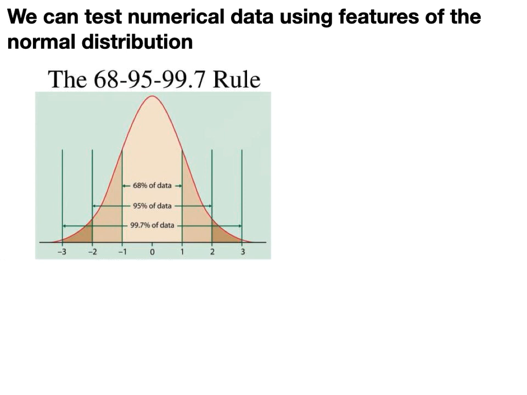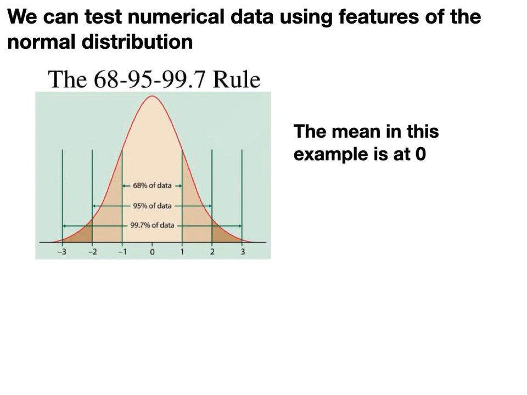And we can test numerical data using features of the normal distribution. Remember, the normal distribution is this thing that shows up in very many places in nature. It's a symmetrical, roughly bell-shaped distribution with a single mode or a single peak. And it's really, really common. And the normal distribution follows this thing called a 68, 95, 99.7 rule. And it's just a mathematical description of what the normal distribution is. So this little diagram illustrates that rule.